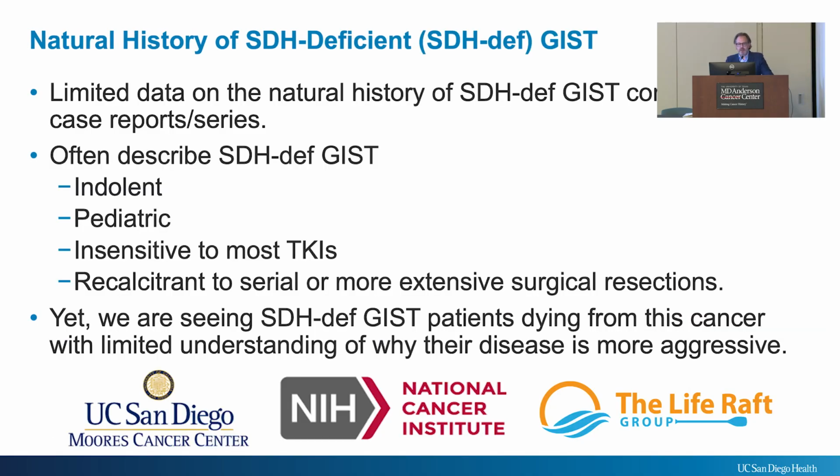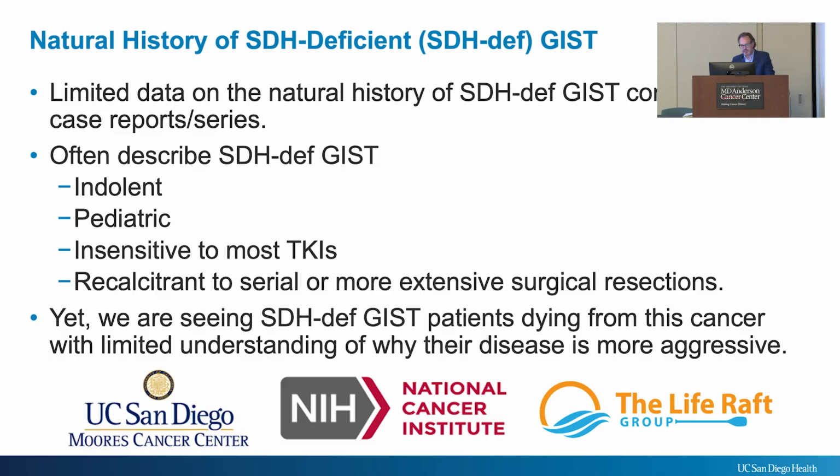So I said to you that our understanding of this has really been from small case series and really trying to understand the biology of this. There have been many descriptions of SDH-deficient GIST as being indolent, pediatric, insensitive to the tyrosine kinase inhibitors that we typically think of, and recalcitrant to serial or more extensive surgical operations. And yet at the time, as we were seeing this more and more in my practice, I was seeing more and more patients dying from this disease and asking, is there really a more aggressive biology than we're appreciating?